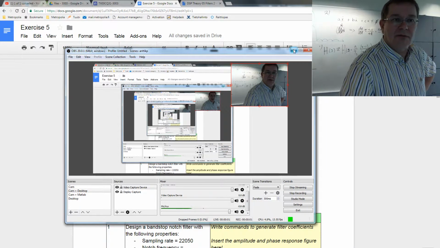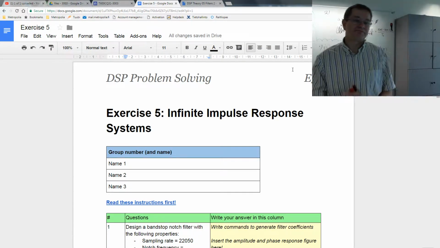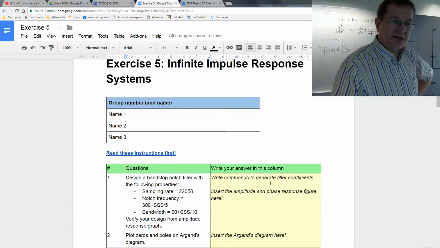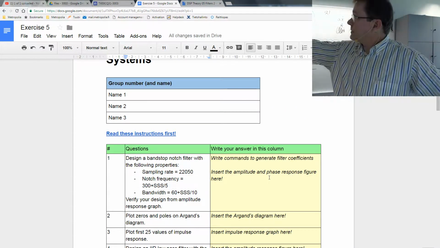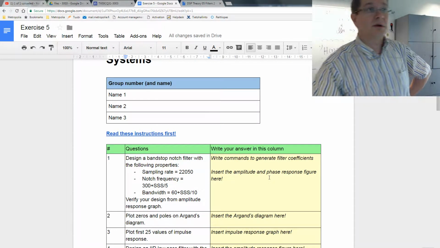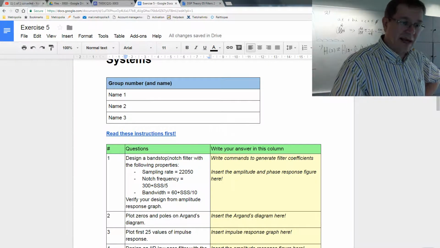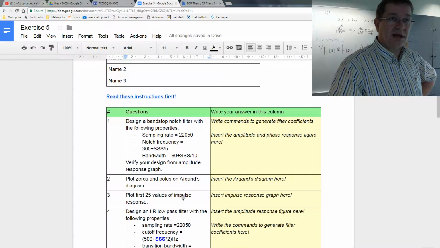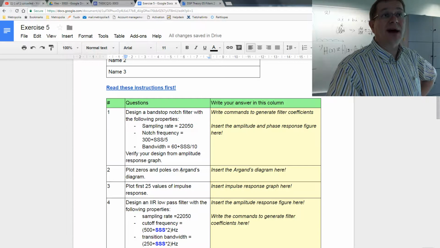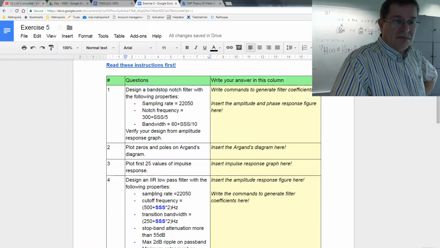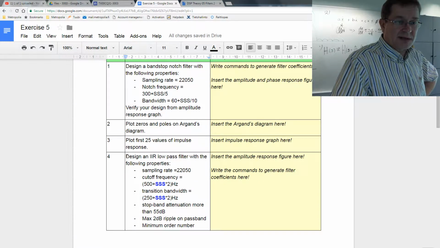Okay, so now back to the exercise. Exercise 5, the first: we go and do the direct design by putting these notches, make a band stop notch filter with a certain sampling rate, basically to reduce, for example, line humming on your data. And yeah, impulse responses, that kind of thing.